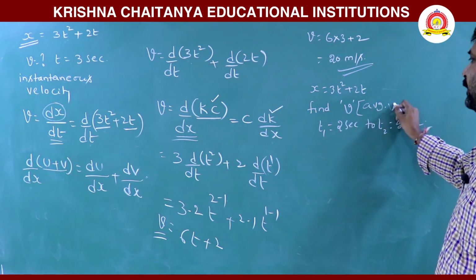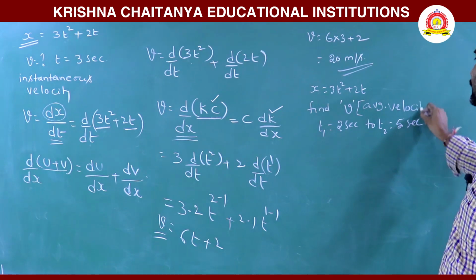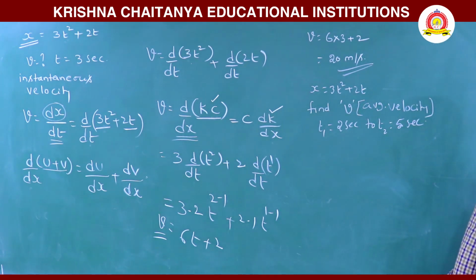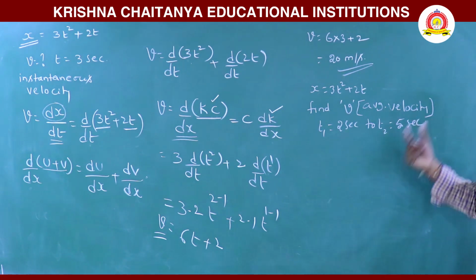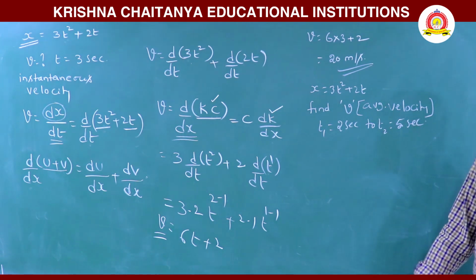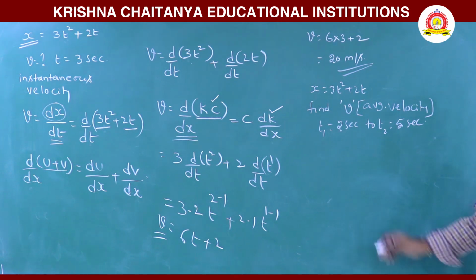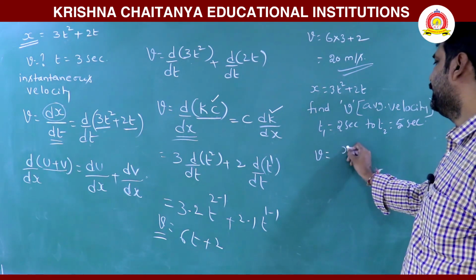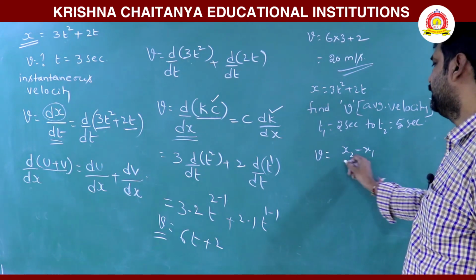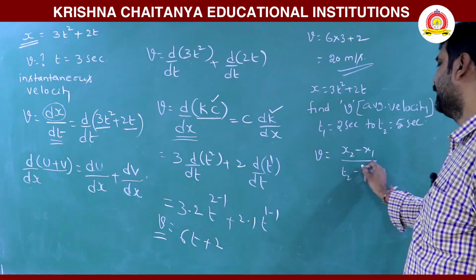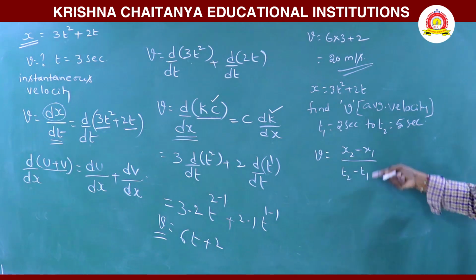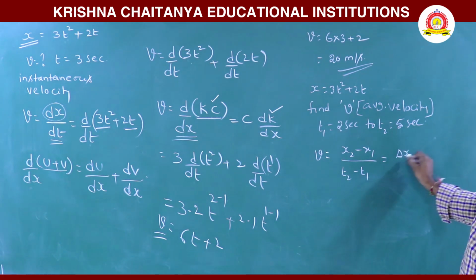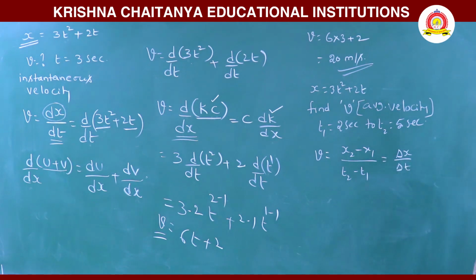Why is this average velocity? The velocity which is found in an interval of time, that is average, means displacement by time. Here average velocity is displacement, change in position by time. This is not differentiation. This is not at all differentiation. This is delta x by delta t.